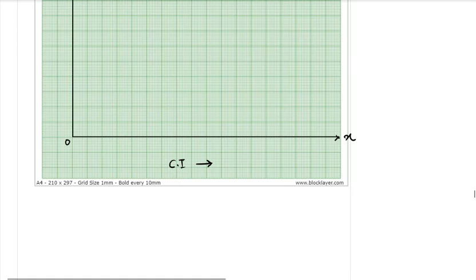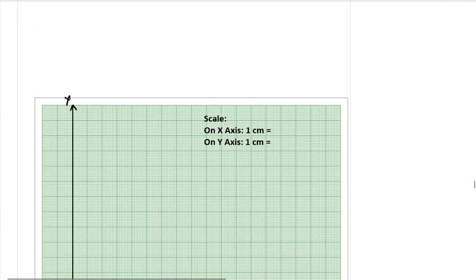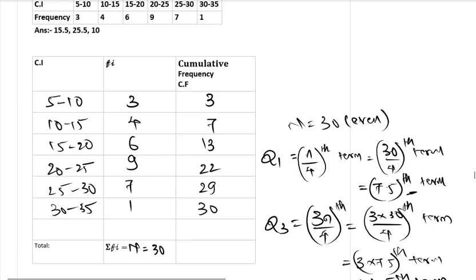Okay, let's hope you're not doing any of that. Cumulative frequency, class intervals, let's plot. Okay, what will be the scale? The scale is very simple over here.